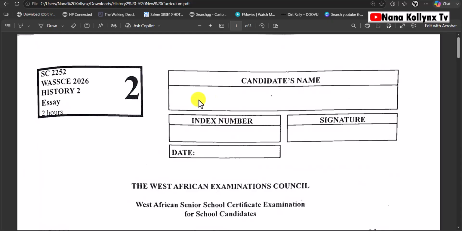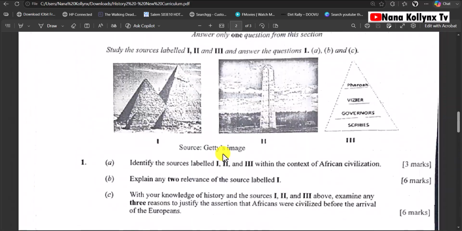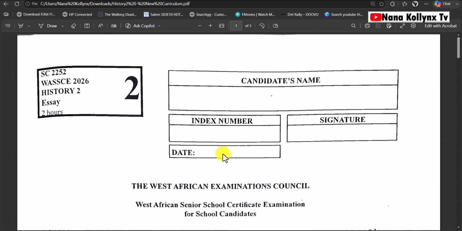So your name will be here, your index number will be here, your signature will be here, then your date will be here. And then lines will be provided in these questions for you to write your answers. So bear in mind, if you write too much, it can affect you because there will not be any extra sheet. So don't write too much. Just be concise and straightforward, because there won't be any additional sheet given to you. Good. So let's begin.